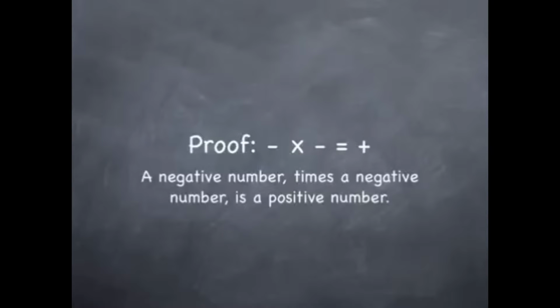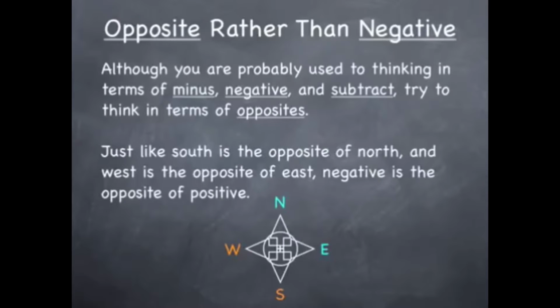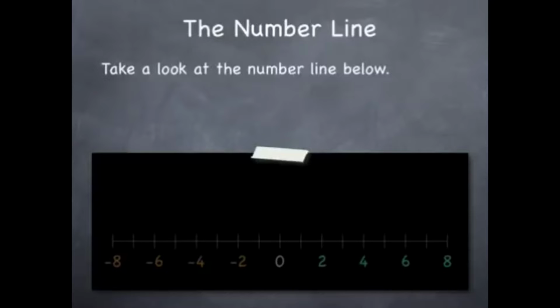Proof: a negative number times a negative number is a positive number. What is a negative number? Although you are probably used to thinking in terms of minus, negative, and subtract, try to think in terms of opposites. Just like south is the opposite of north, and west is the opposite of east, negative is the opposite of positive. Take a look at the number line below.